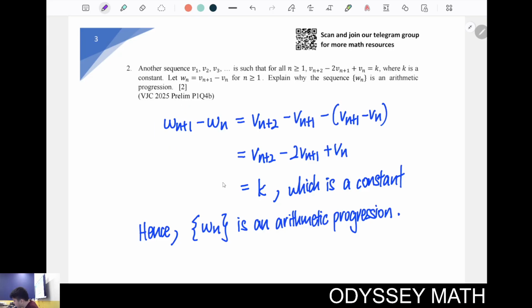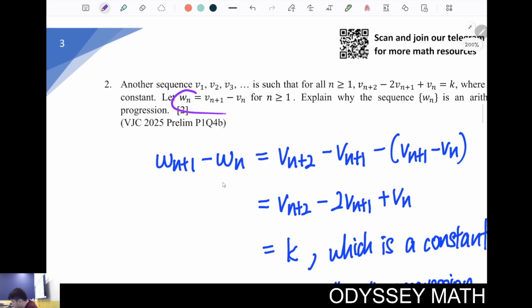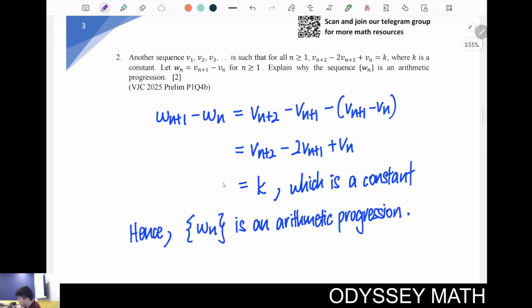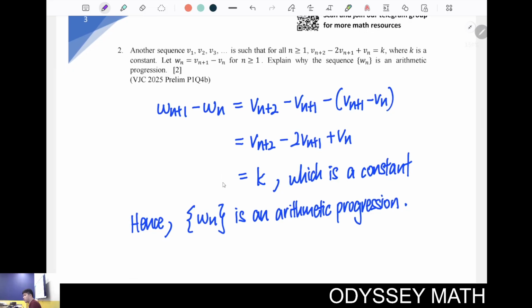So Wn is Vn plus 1 minus Vn. Wn plus 1 is Vn plus 2 minus Vn plus 1. And then we have Vn plus 2 minus 2 Vn plus 1, then plus Vn. And then notice that this is exactly this, which is k. And it's a constant. So indeed, the Wn is an arithmetic progression because the term after minus the term before is a constant. Okay, so that's for question number 2 over here.